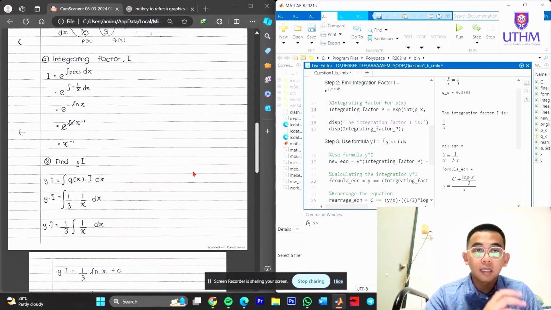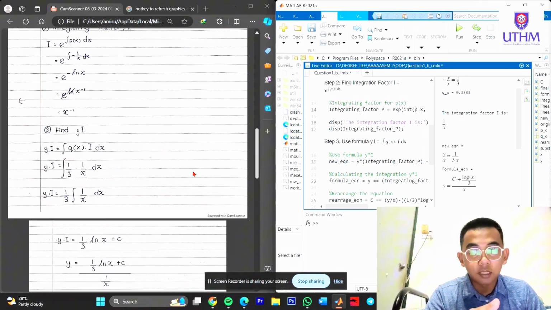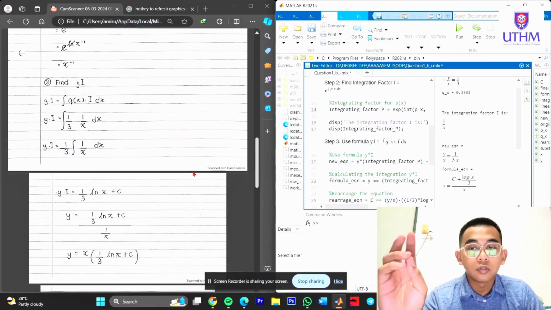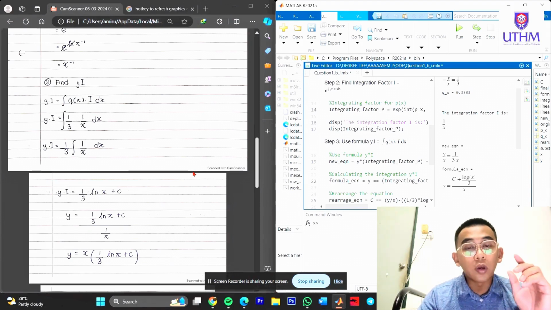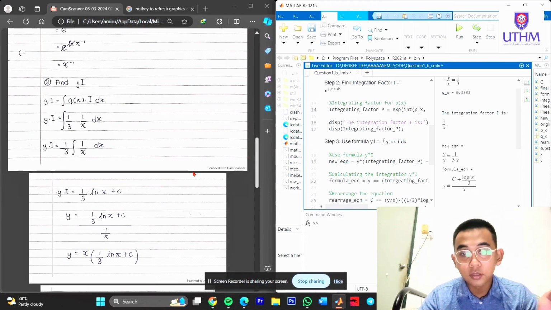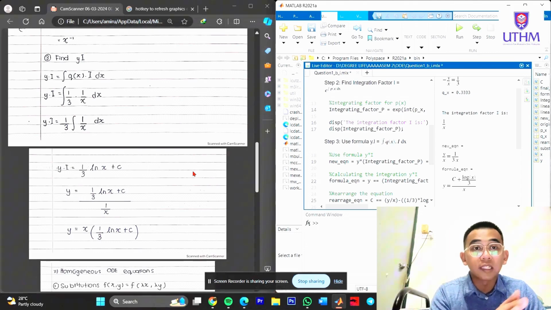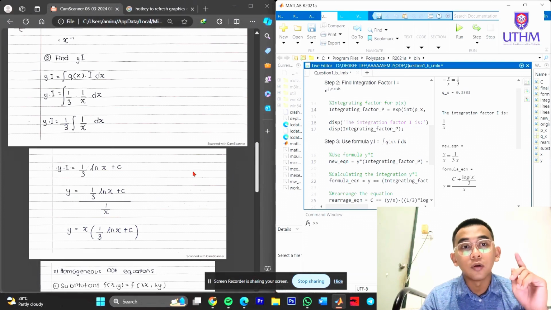As you can see on the left side, y times I equals 1 over 3 integration of 1 over x dx. So y times I equals 1 over 3 ln x. After integrating 1 over x, we will get ln x plus c. We only want the value of y. So as you can see on the left side, y times I equals 1 over 3 ln x plus c. We only want the y.